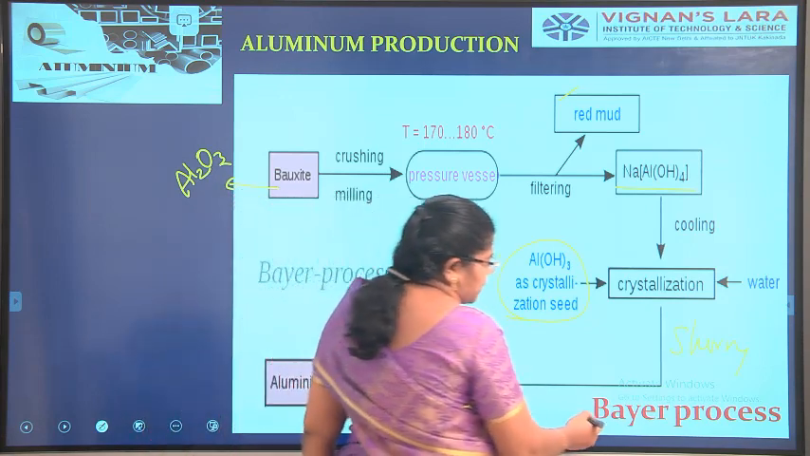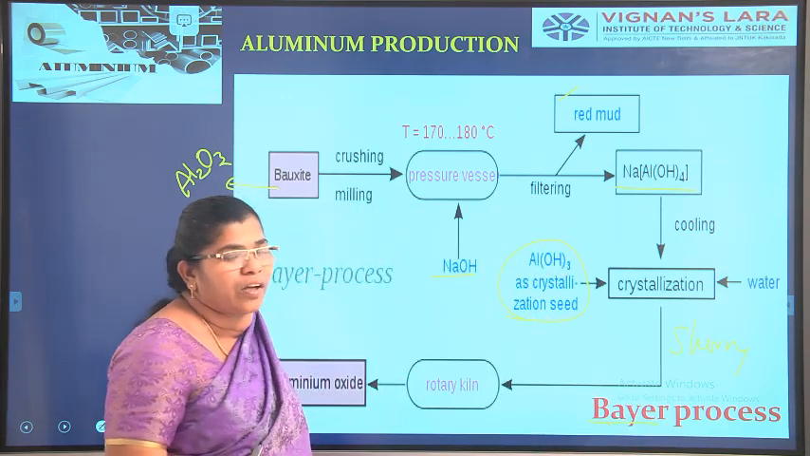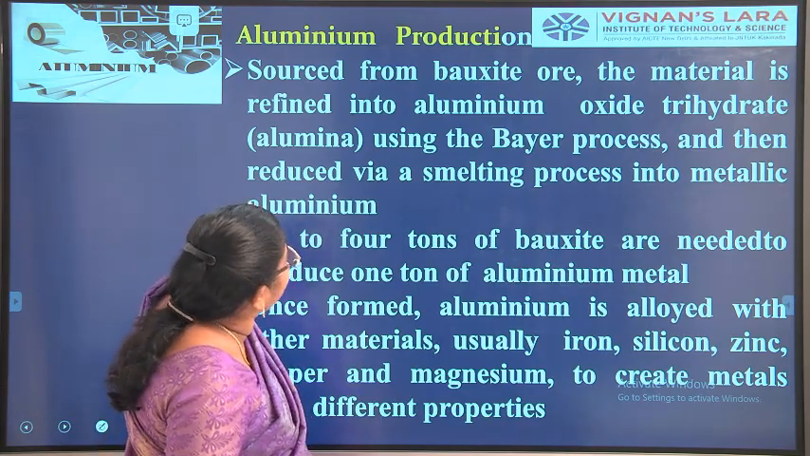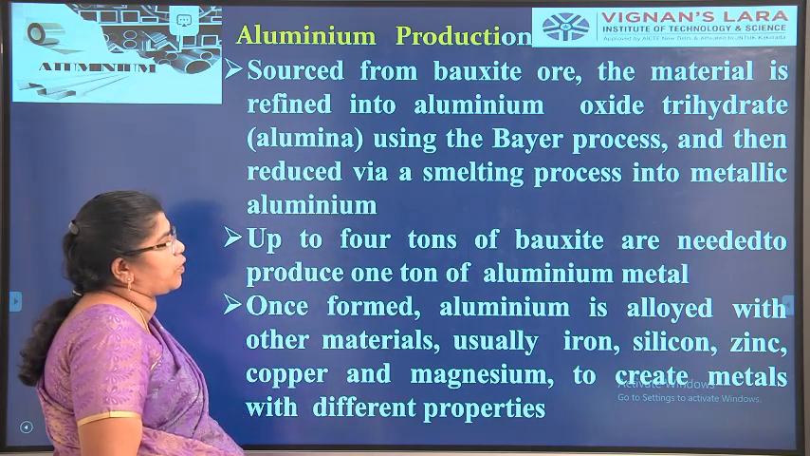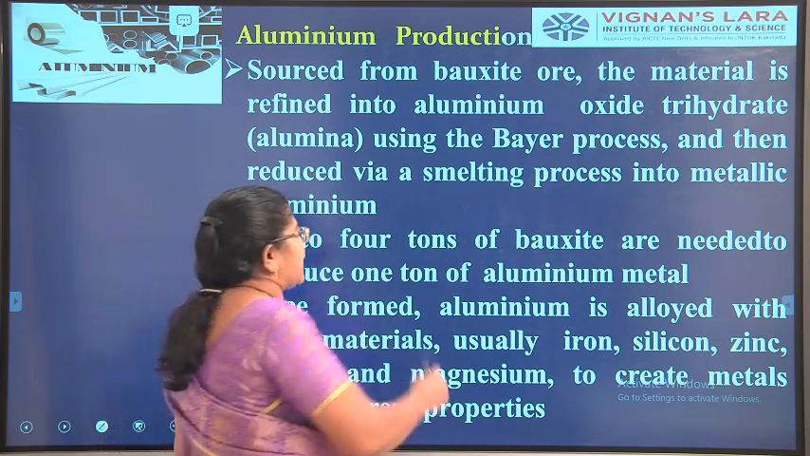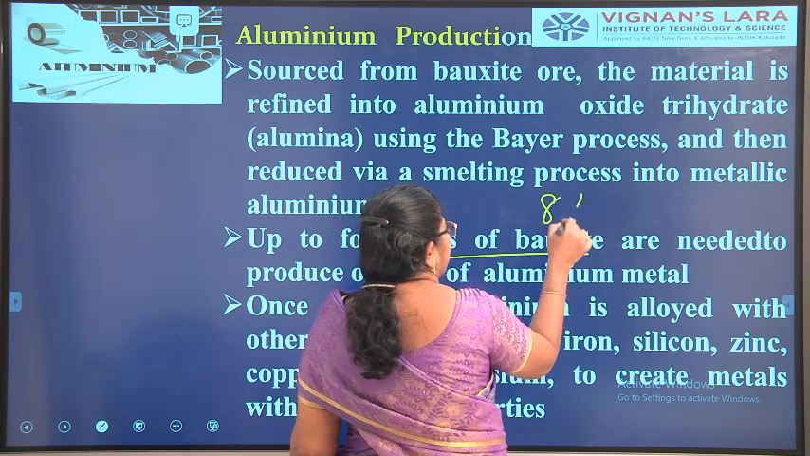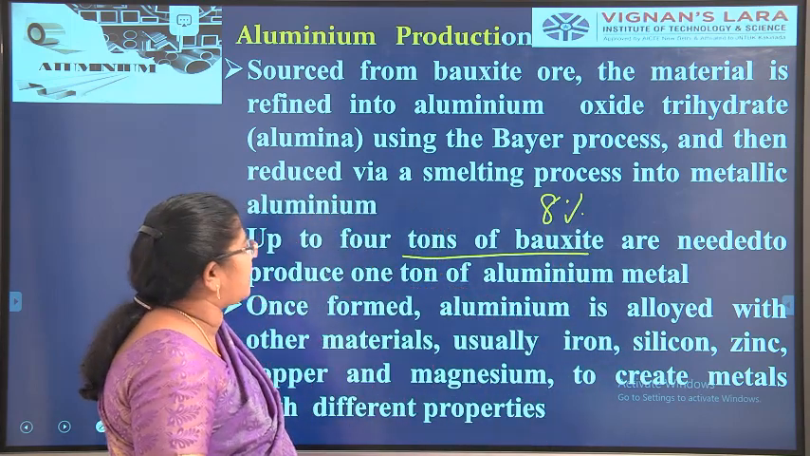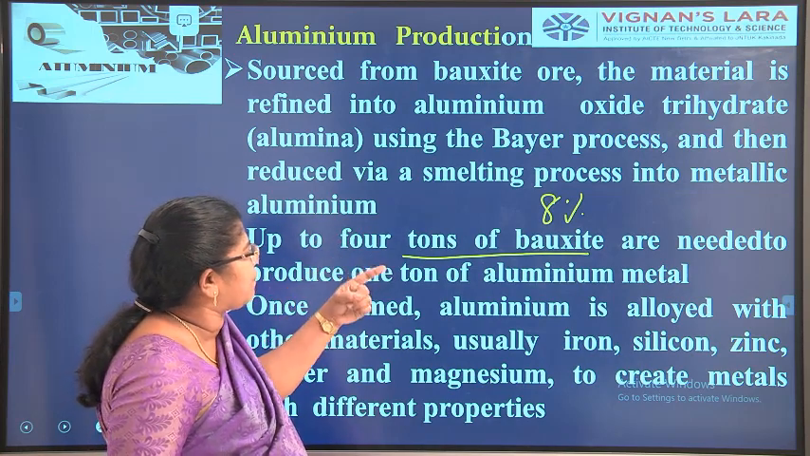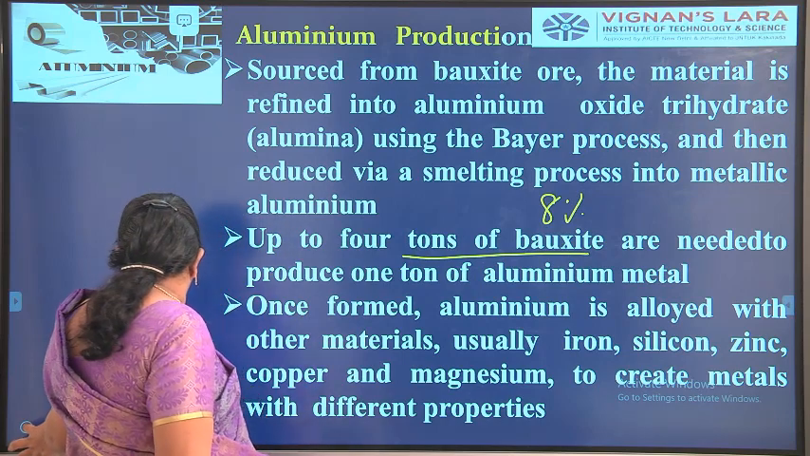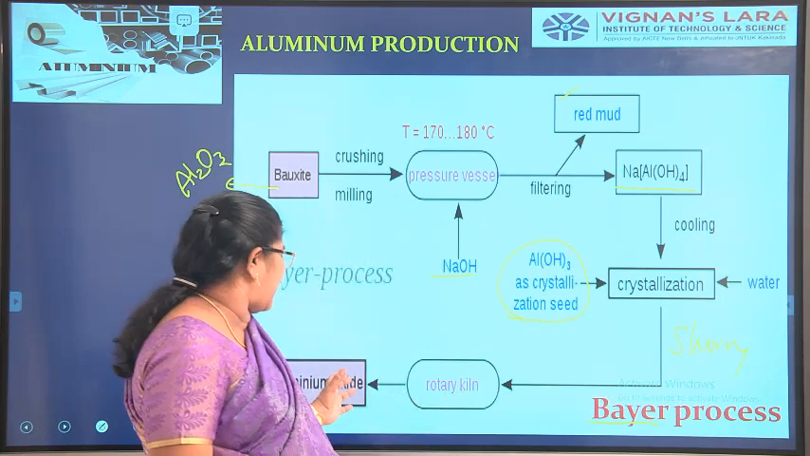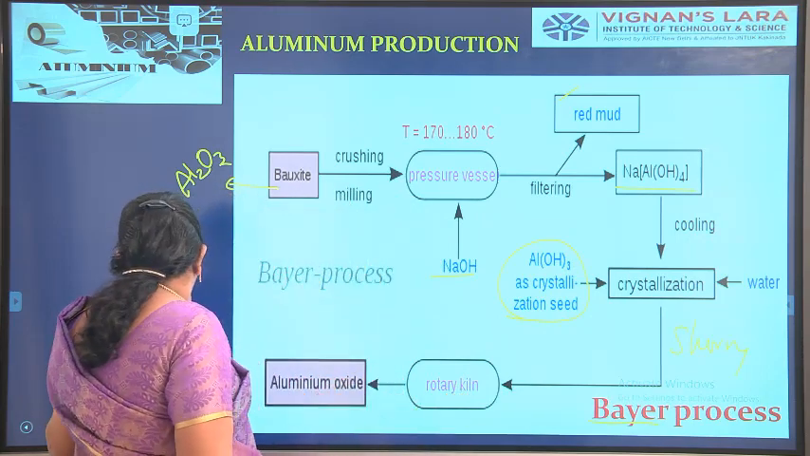Why I am only telling about the Bayer process is that it is a simple process, and it is also universally applied. The next one is aluminum production. It is sourced from bauxite ore, as I told you, and to get aluminum metal we need tons and tons of bauxite, and I told you 8% of the earth's surface has bauxite. This process, where it is crystallized and crushed to powder to get aluminum oxide, we call the smelting process.